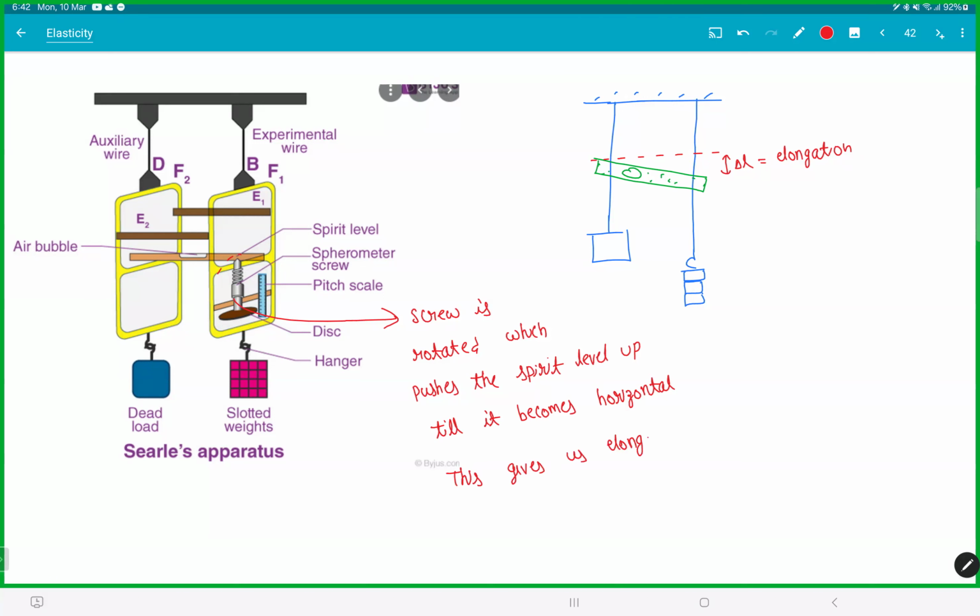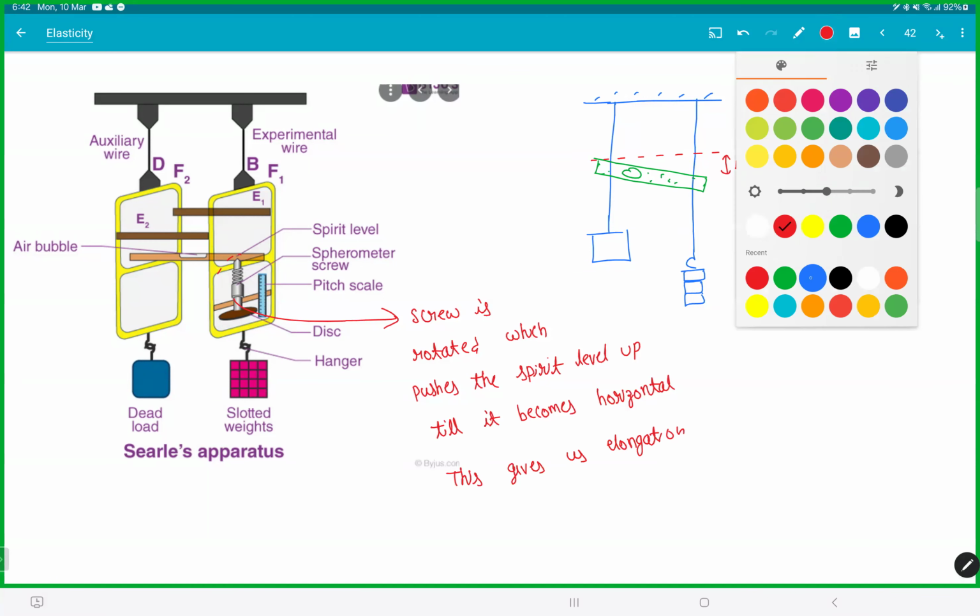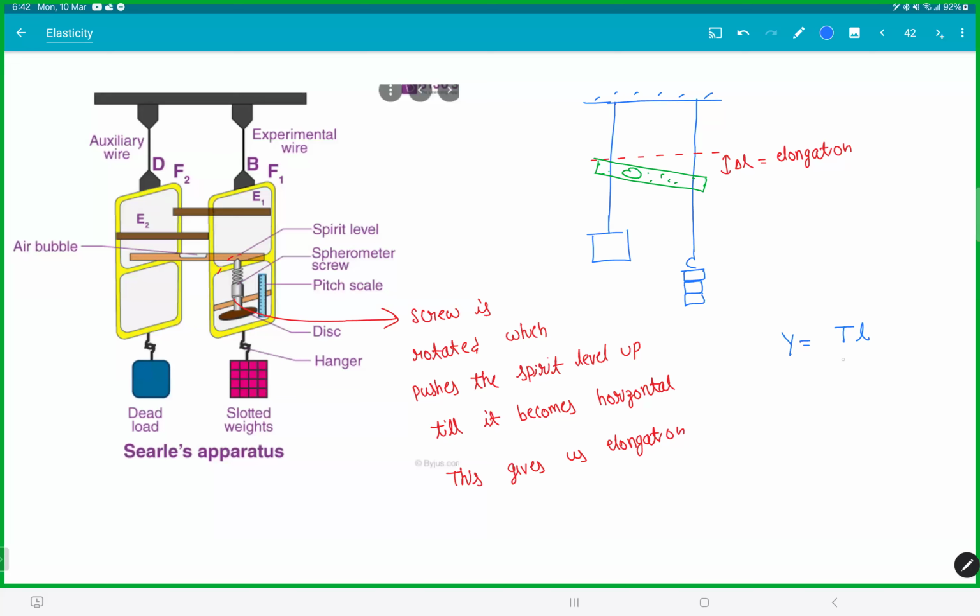So that is the reason of that spirit bubble. You have to keep doing it till it becomes flat again. You get it in the center. Done. You got everything. We know Young's modulus will be tension, which I know is mg, L is the length of the wire, which I can measure initially, A is the area of cross section that also can be measured, and elongation is delta L. I know everything here. Put it in this formula, you'll get the Young's modulus.